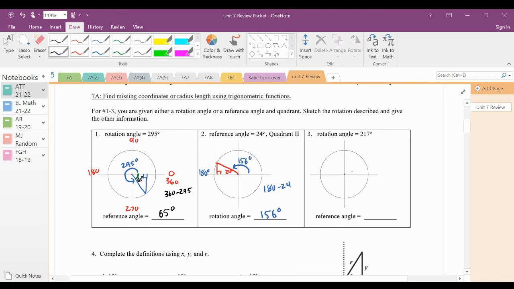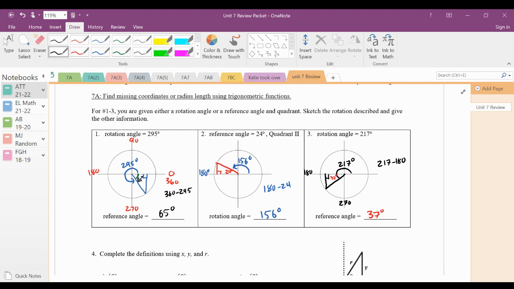And finally, 217 degrees. That is short of 270, but more than 180. So that puts us in quadrant 3. So I'm going to kind of put my triangle here in quadrant 3. 217 degrees. In this case, we're going to do 217 minus 180 to figure out kind of what's left inside that triangle there as my reference angle. And that looks to be 37 degrees, I believe, when you do that subtraction. So we get our angle.